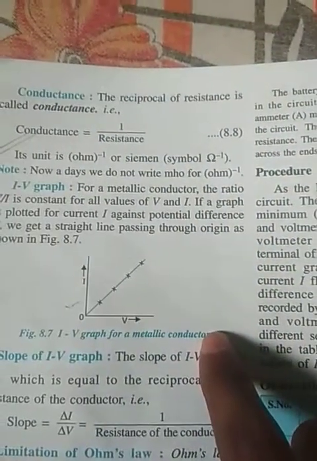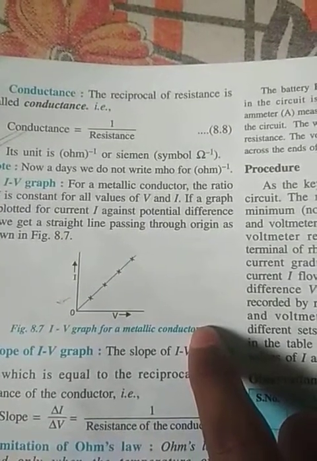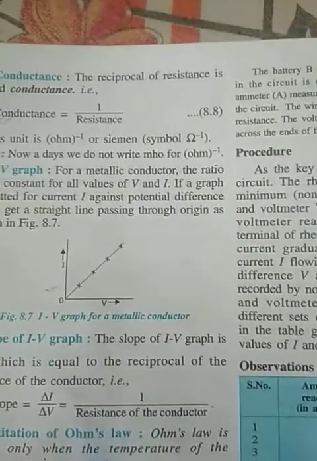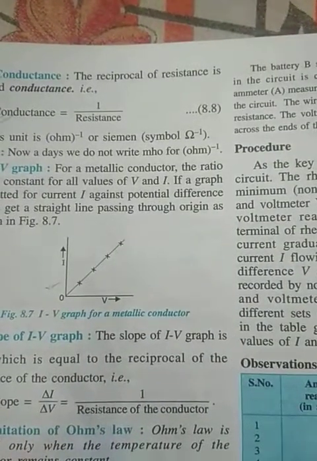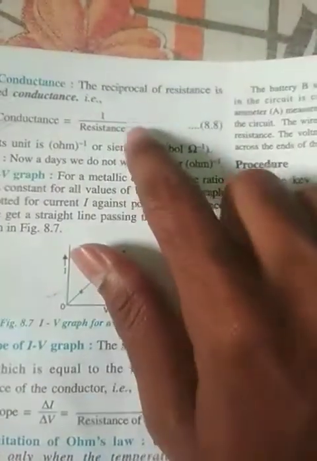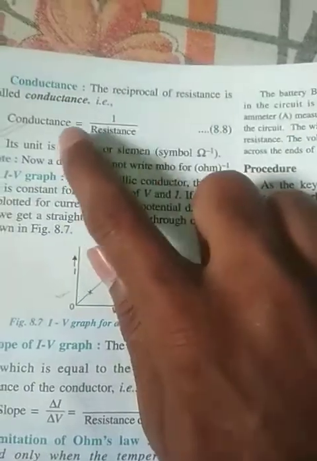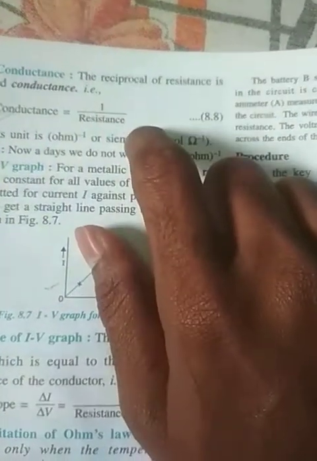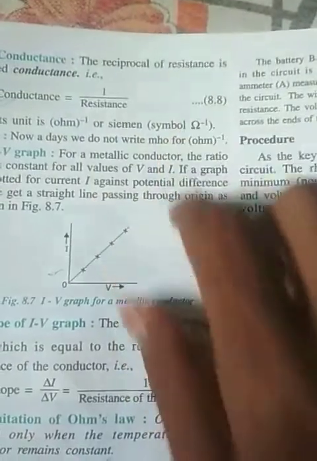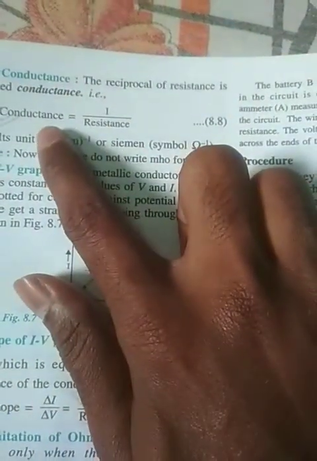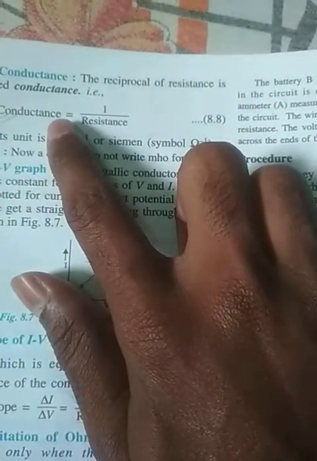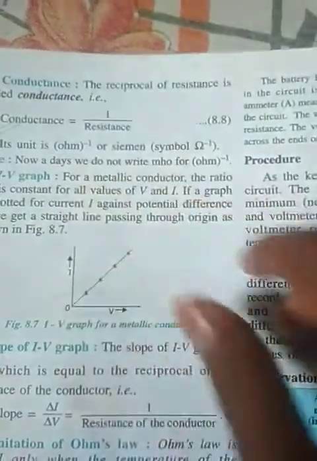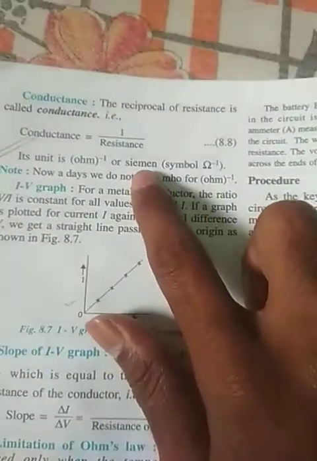The second, very important term is conductance. Conductance is 1 by resistance. That is very much opposite to the resistance. That means the reciprocal of resistance is conductance. What can I say? If the resistance is more, conductance is less. If resistance is less, conductance is more. And since this is the reciprocal of resistance, the unit of conductance is 1 by ohm, or we can say ohm inverse, or this is also called siemens.